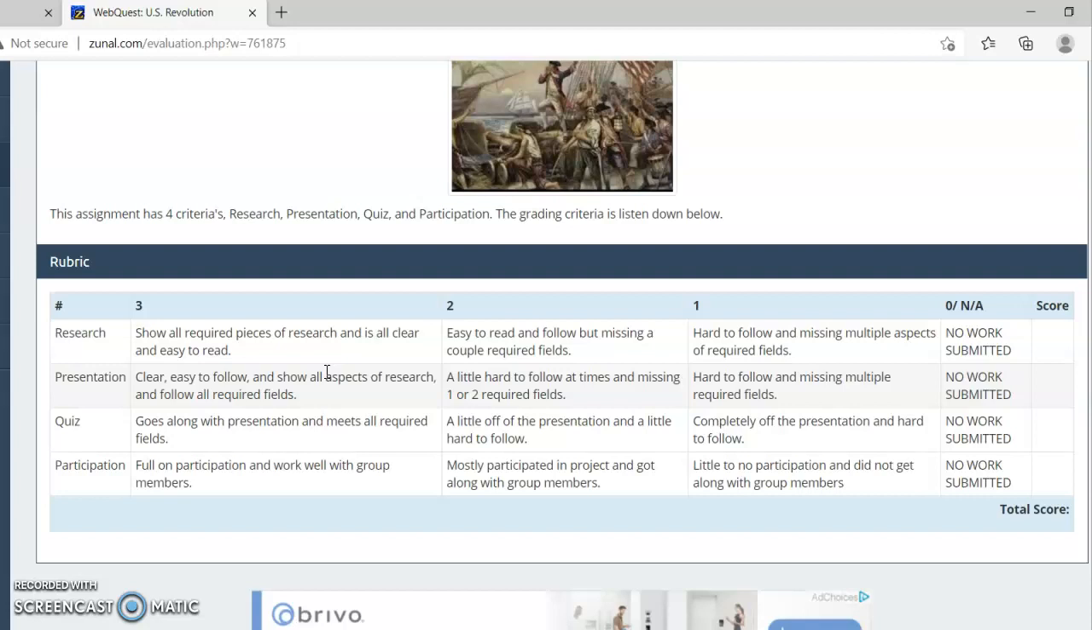For a 2, it's still a little easy to read, you might be missing a couple things, and you mostly participate and get along well with your group members. For a 1, it's hard to follow, you're missing some stuff, you had little to no participation. And a 0 or not applicable is when you just don't send any work.